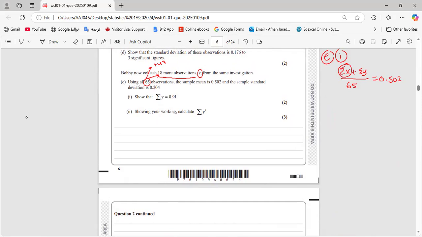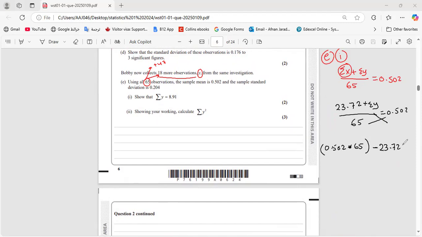I have that the sum of x equals 23.72, adding the sum of y, out of 65, equals 0.502. To find the sum of y, you need to multiply 0.502 by 65, and subtract 23.72 from it. This equals the sum of y. So the sum of y must equal 8.91. How can I find the sum of y squared?